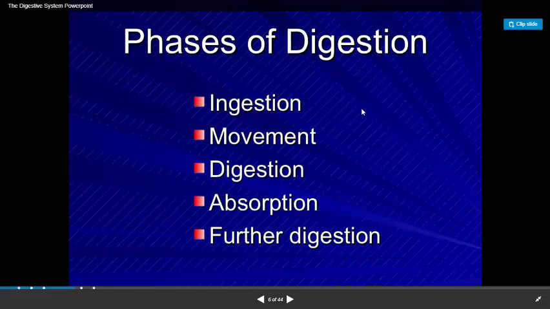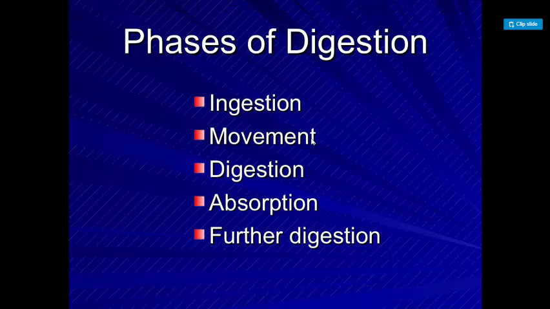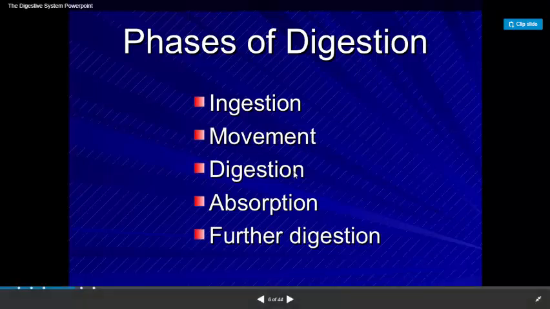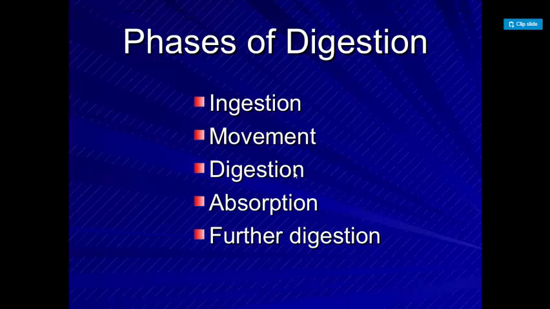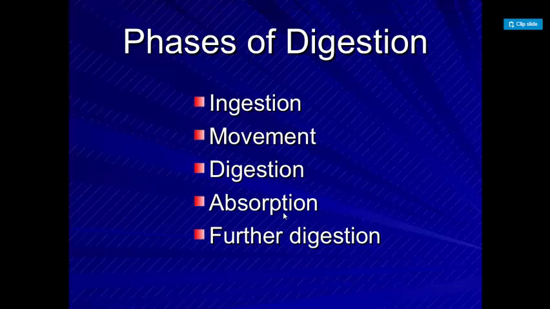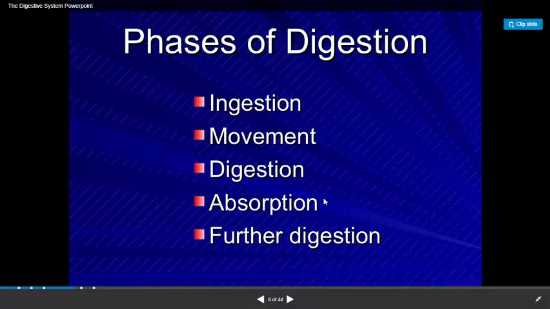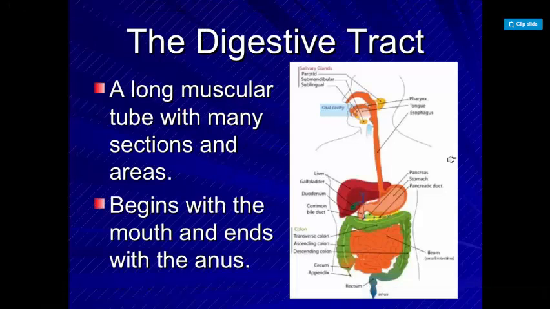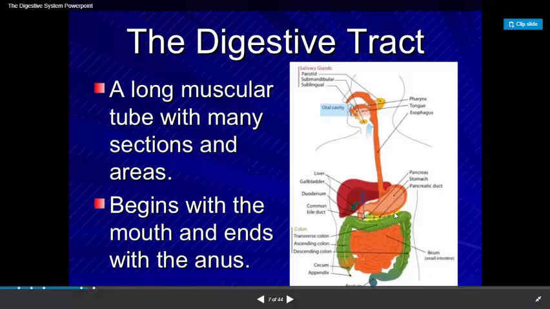What are the phases of digestion? Ingestion, which means that the food is entering into your body. The movement, where we're breaking down the food, and the food has to pass through the tube, through the stomach, through all of this. Digestion means breaking down the actual food by chemicals, making it more acceptable to the cells. Absorption, which is the delivery of your food into the cells, and finally the further digestion for every single thing that you eat. Okay, so we look here at the digestive system.